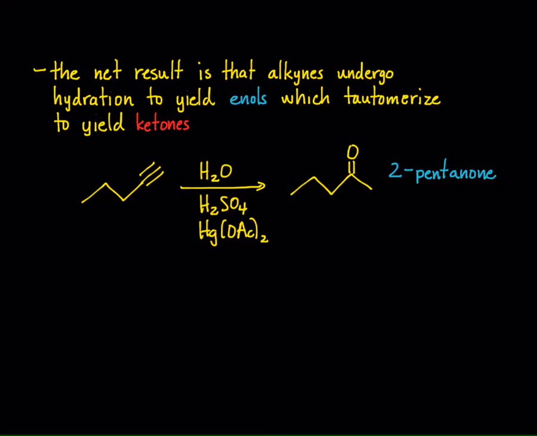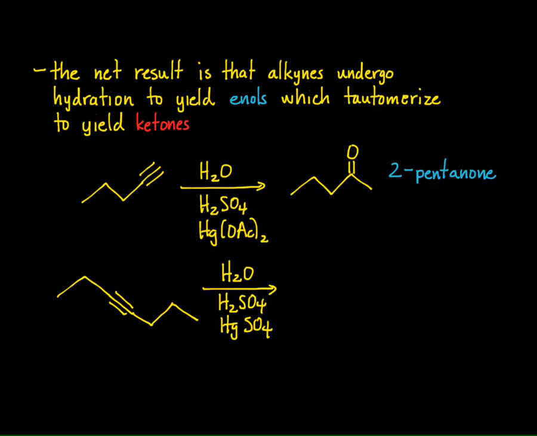Now what happens if I try to hydrate an alkyne that is unsymmetrical? So here I have my triple bond. On the left hand side I have an ethyl group, and on the right hand side I have a propyl group. Notice here I'm using water, sulfuric acid, and mercury sulfate. Again, the mercury, remember, is a catalyst. The mercury salt is a catalyst, so I don't have to use acetate. I could use sulfate. I could use a lot of different salts. And oftentimes you'll see mercury sulfate because you're using sulfuric acid.